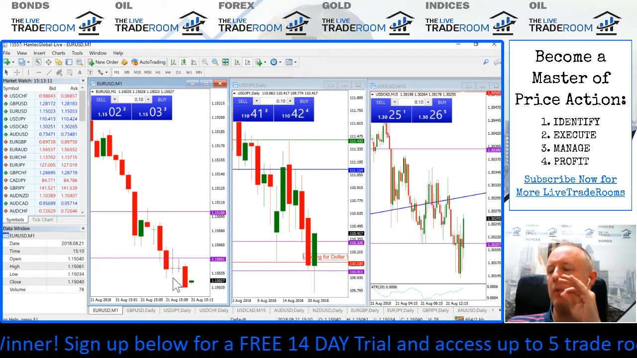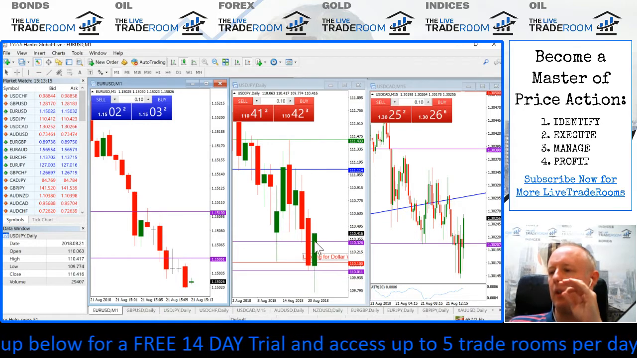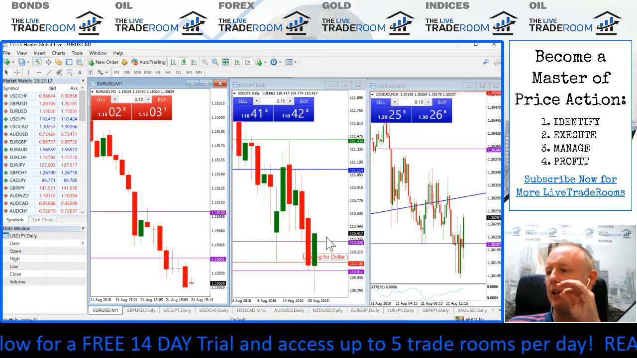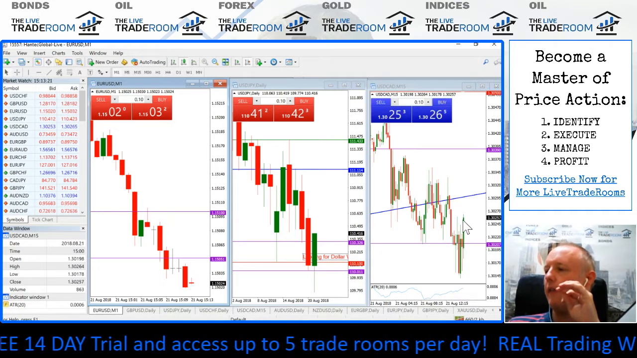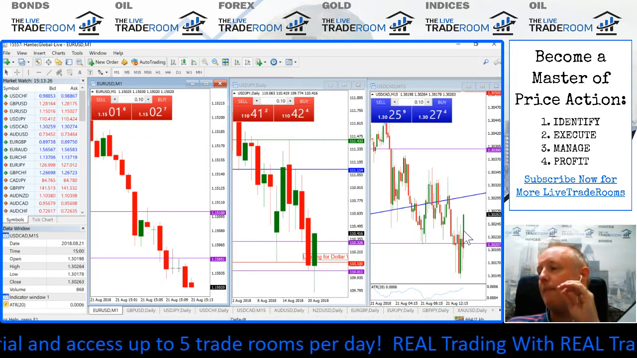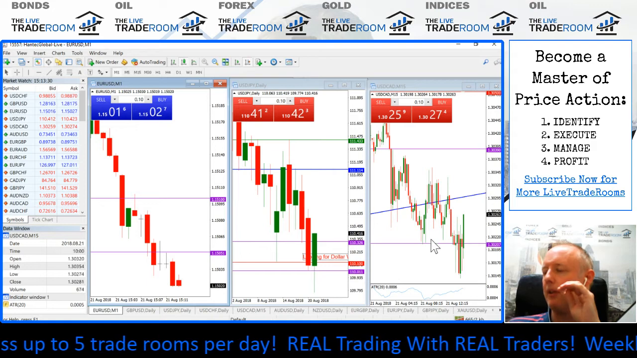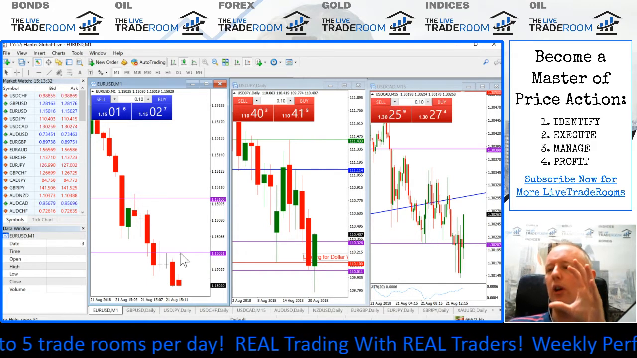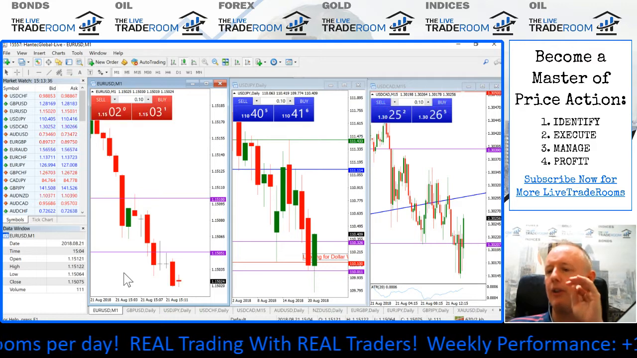Euro dollar moving lower. We're getting a nice pullback off this low really today in the dollar yen, and over the last 45 minutes we're actually getting a bit of positive price action coming into the dollar CAD. So that is all good news. It bodes well for a sell trade in the euro dollar.